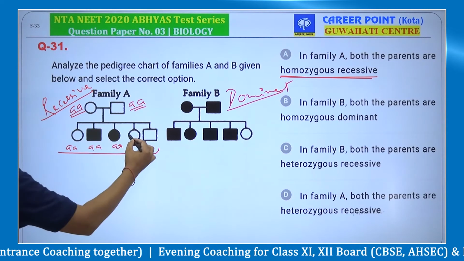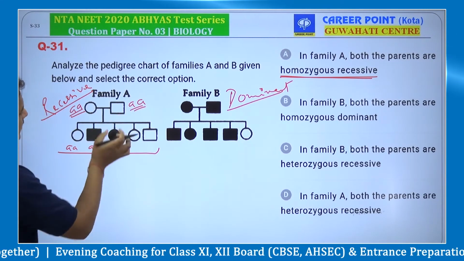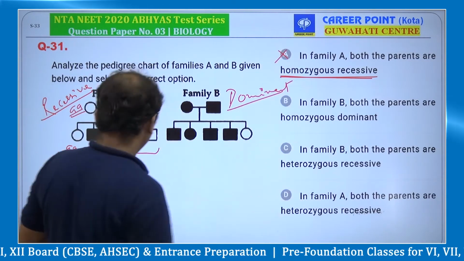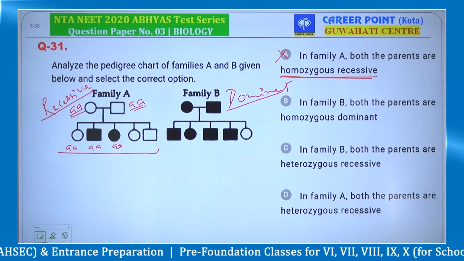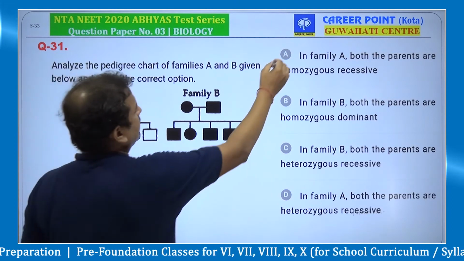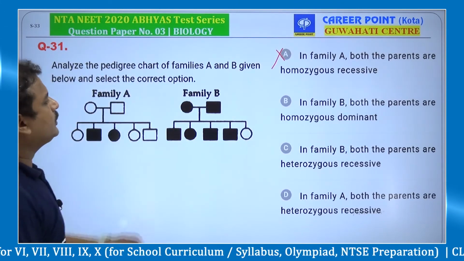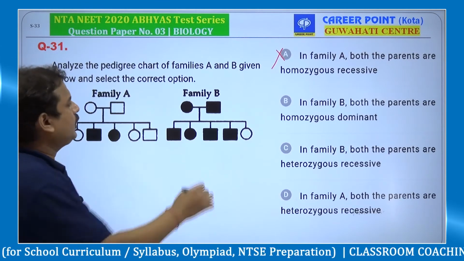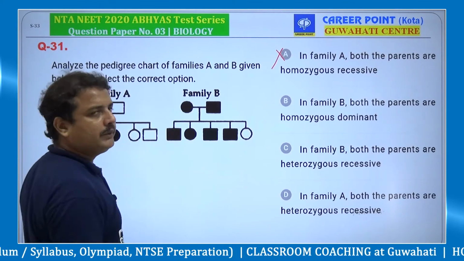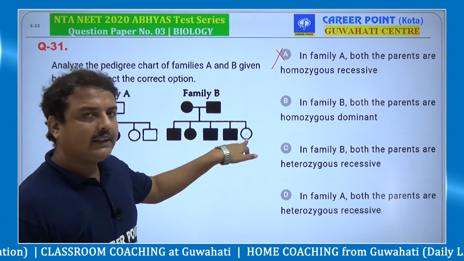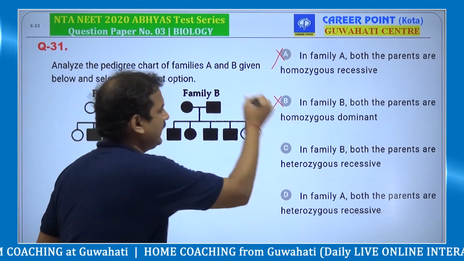So now every individual of this family will be affected. So that is not correct. Clear? Next one. See, this is incorrect. Now in family B, both the parents are homozygous dominant. If both the parents are homozygous dominant, how will these individuals be produced? So it must be affected. So that is also not the correct answer.